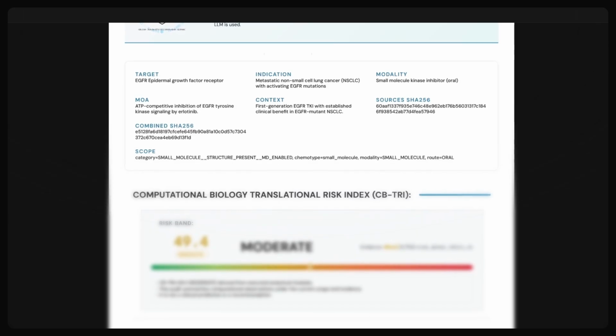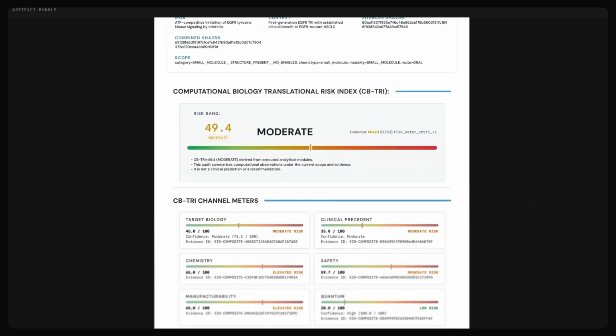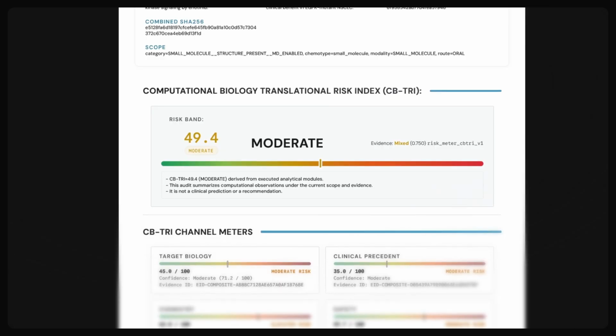At the top of the report is the CBTRI, or Computational Biology Translational Risk Index. This is the program's top-line risk signal, designed to compress multiple translational risk channels into a single weighted score. The goal is speed and clarity. It gives you an immediate sense of the overall risk posture without losing sight of the fact that different parts of the program contribute differently to that result.